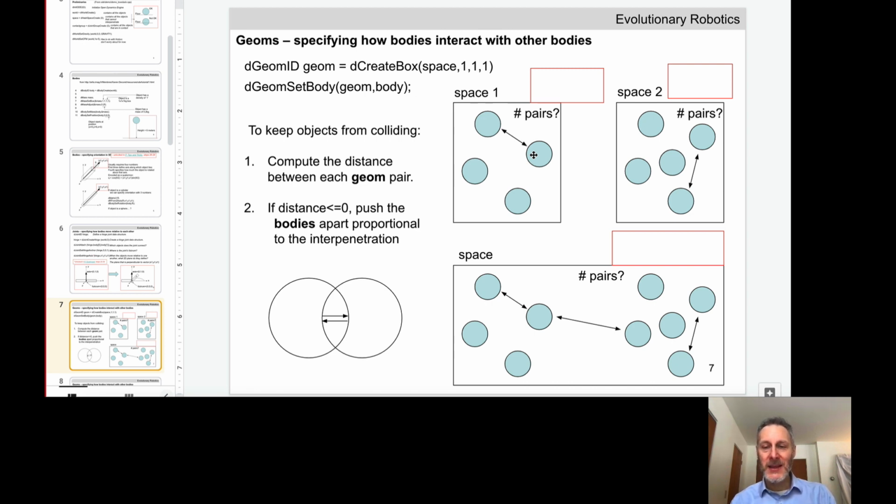Contact spaces make it so that the physics engine most of the time doesn't need to compute all n times n minus 1 divided by 2 potential collisions. You might be able to guess from my cartoon up here of space 1 and space 2 how it might do so.